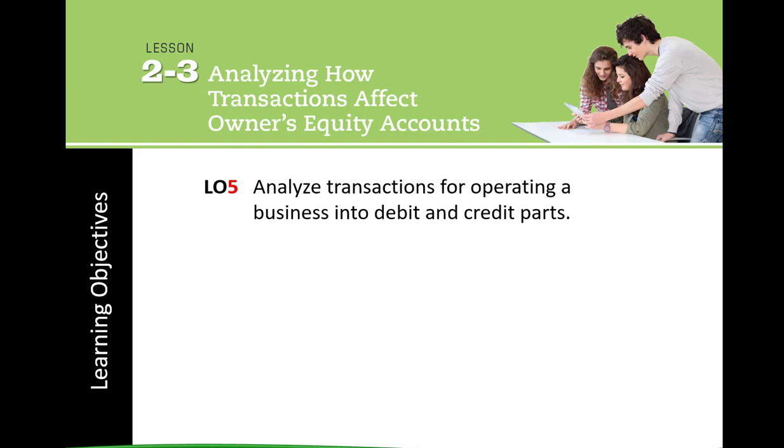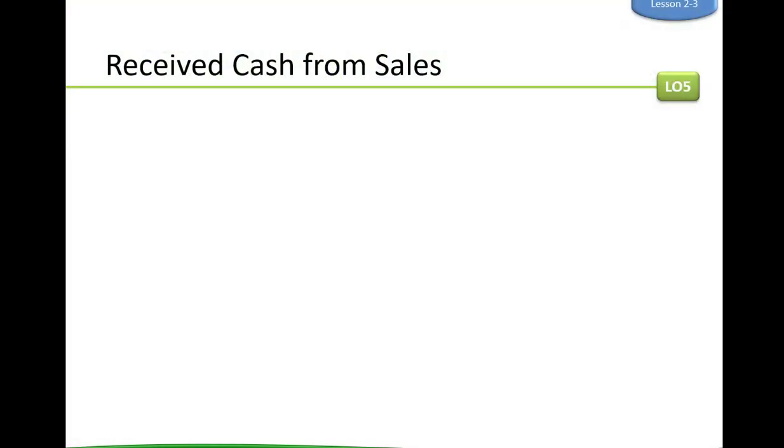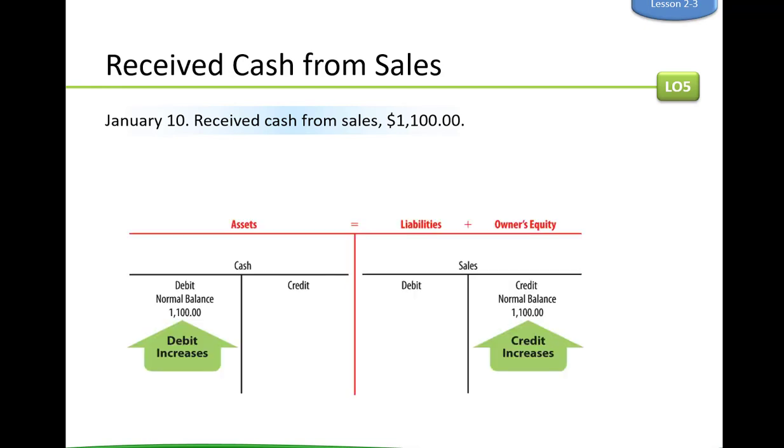This lesson, we are going to be looking at the owner's equity accounts, but this time going about it from the T-chart approach, looking at the debits and credits and seeing how each of them are affected. So if we received cash from sales, like we received $1,000 in cash, or $1,100 in sales.